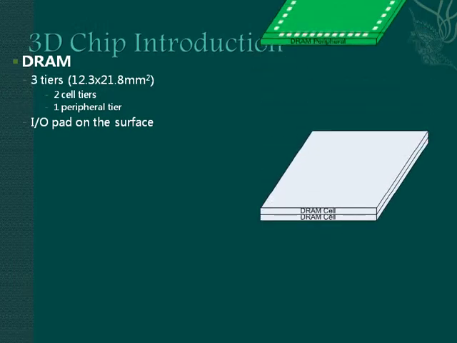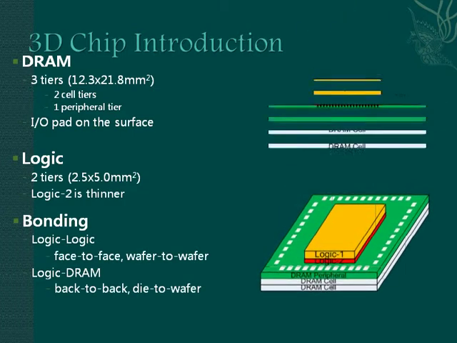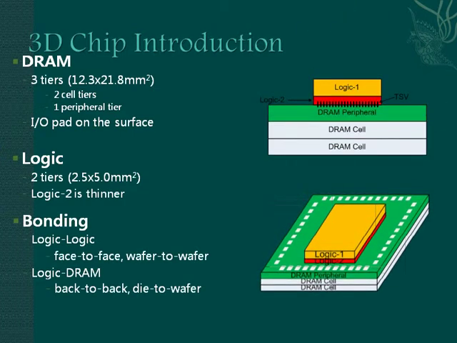In our design, we have 3 DRAM layers, 2 for the DRAM cell and 1 for the peripheral logic. The second logic layer will connect with this DRAM peripheral logic. For the 2 logic layers, we use face-to-face and wafer-to-wafer bonding. The face-to-face bonding will reduce the interlayer communication latency. For the logic to DRAM bonding, we choose back-to-back and die-to-wafer bonding, as they have different chip sizes.